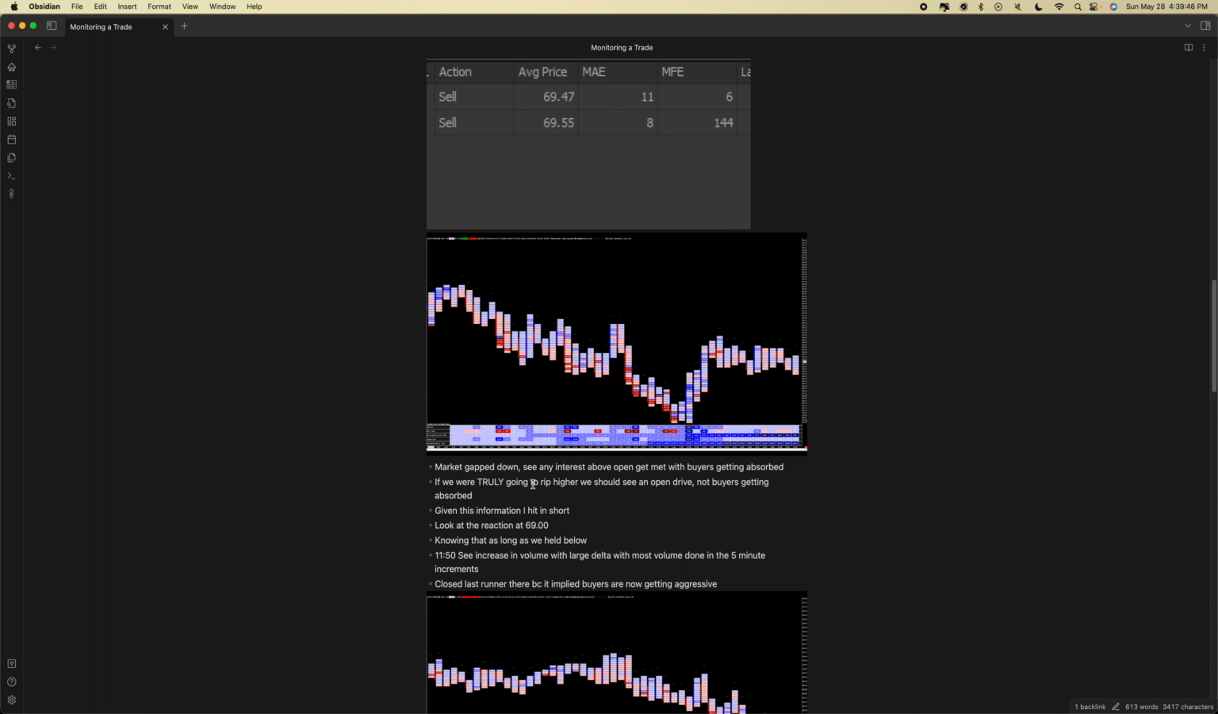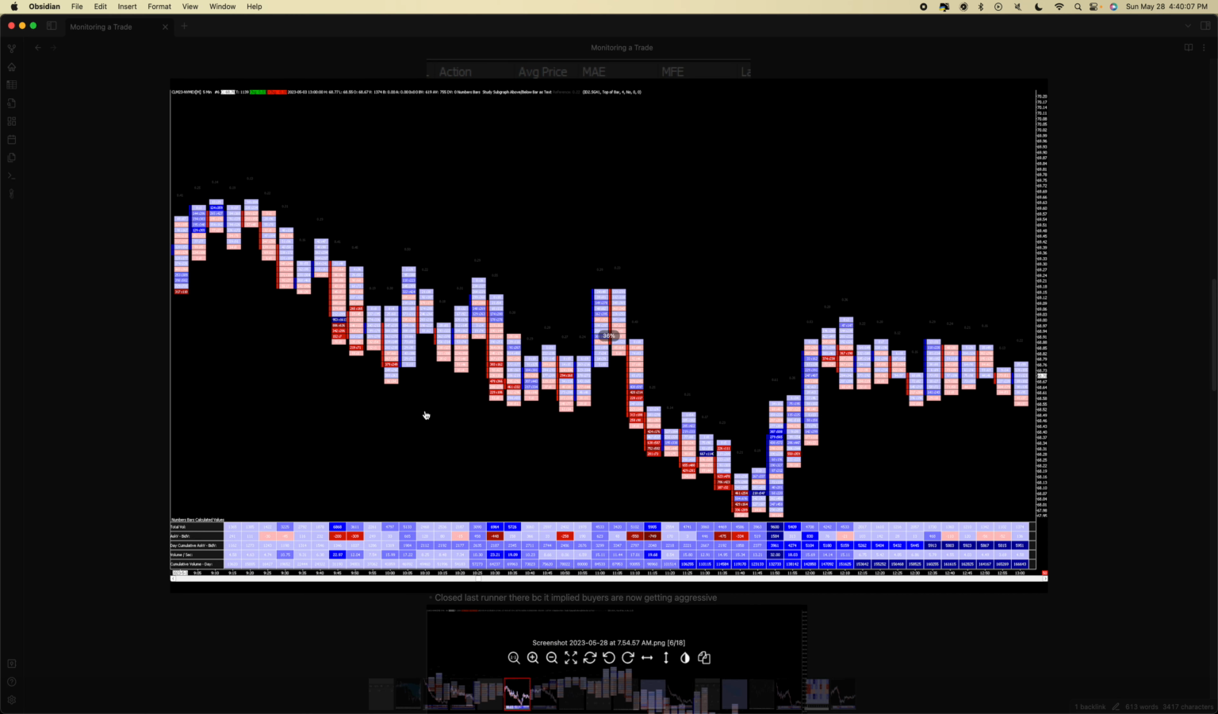Given this information, I hit in short, and then look at the reaction at 69 even. Knowing that as long as we held below, I should continue to hold runners. 1150 see an increase in volume with large delta, with most volume done in the 5-minute increments. And that's where I closed my runners, because it implied that buyers are stepping in and volume picked up and the low is put in for the day.